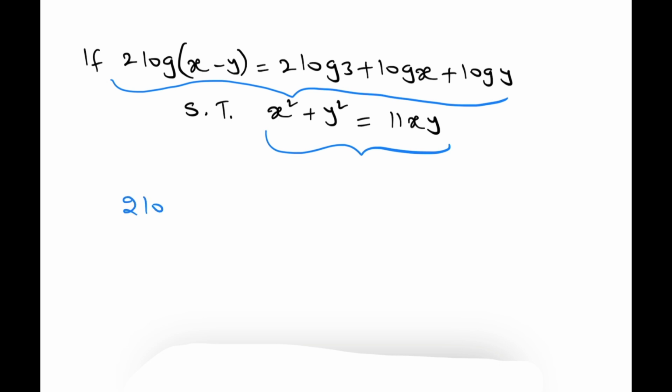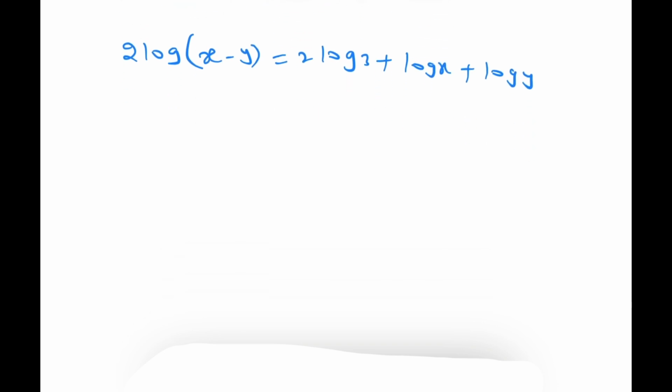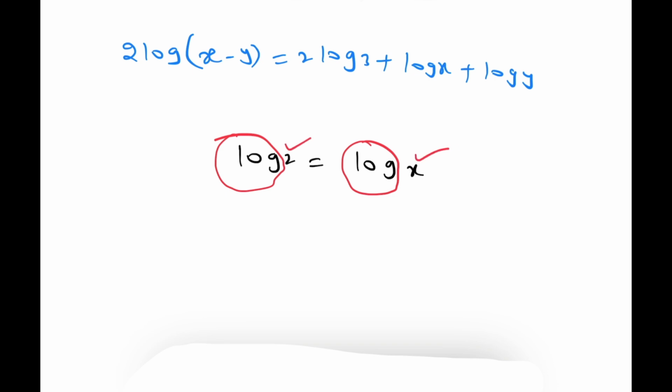So write the given equation as it is first. 2 log of x minus y equals 2 log 3 plus log x plus log y. So here the basic concept is that after simplifying completely, if we have something like log 2 equals log x, with logarithm on the left side as well as the right side, then by comparing we can say that 2 is nothing but x. So here only one term should be there and the log should be completely to the end side, then only is it possible to compare and give some answer for that.